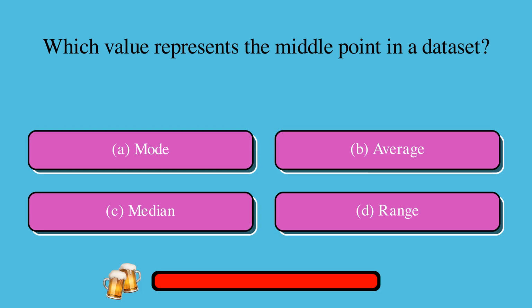Which value represents the middle point in a dataset? A. Mode, or B. Average, or C. Median, or D. Range. The correct answer is C. Median.